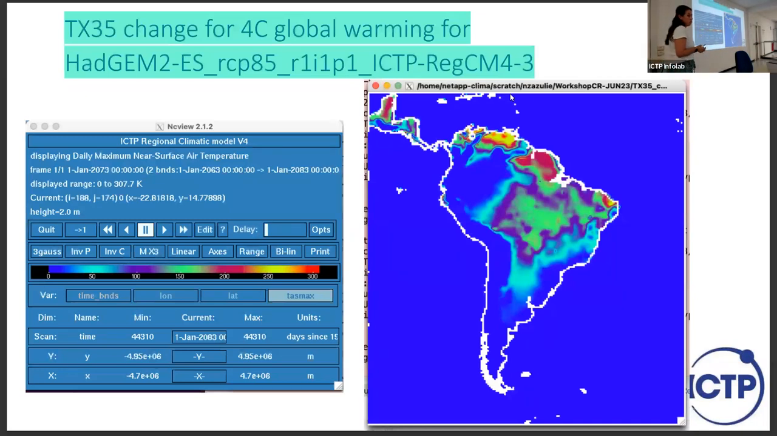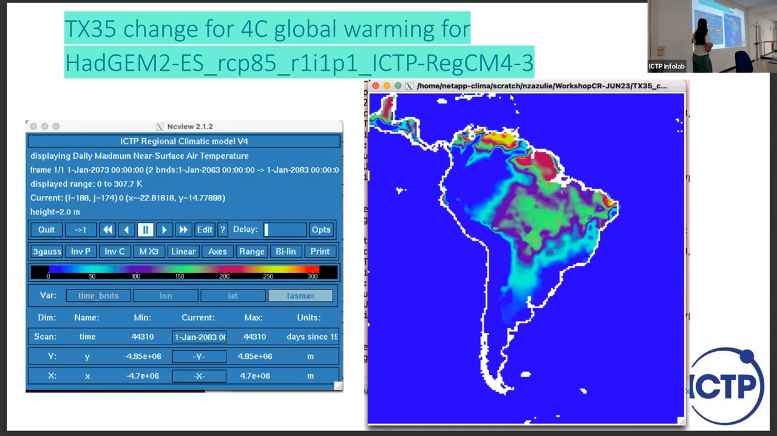So finally, what you can do here in the lab is use the commands to compute the indices. Of course, we don't have time to produce very nice figures here, so you can just check your output with NCView. You will see, for example, in my case, I am using the computation for a regional model, the ICTP model, driven by the HadGEM2, and I'm choosing, as I was saying before, the RCP 8.5 for 4 degrees of global warming level.